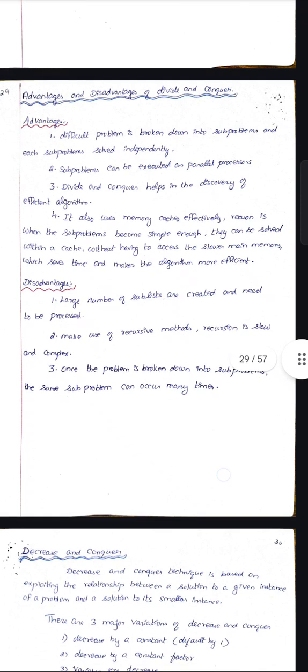Advantages and disadvantages of divide and conquer. Advantages: a difficult problem is broken down into subproblems and each problem is solved independently. Subproblems can be executed on parallel processors. Divide and conquer helps in the discovery of efficient algorithms. It also uses memory caches effectively.